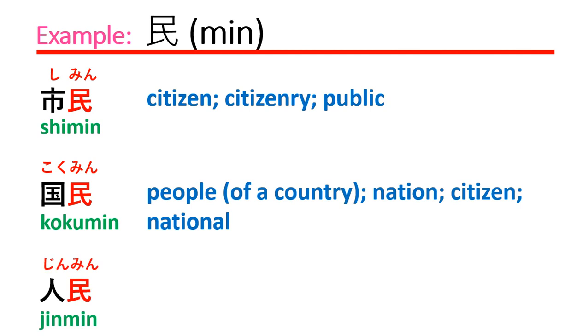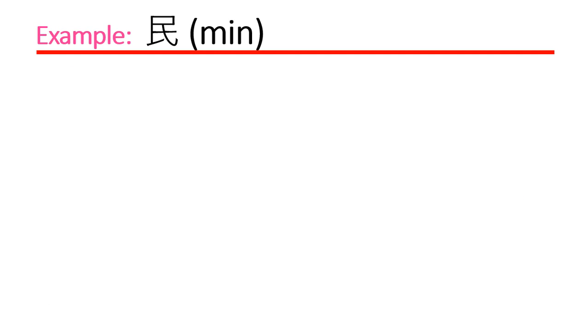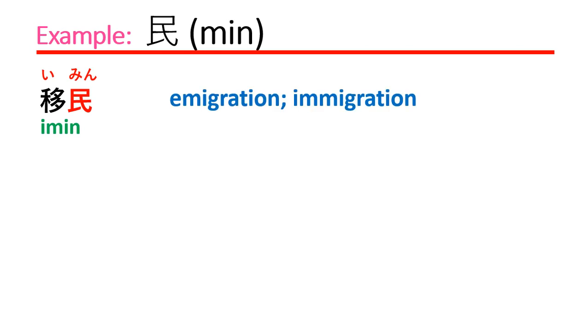The next, Jin, is people or public. Jin is the person, min is the people. So Jin has the meaning of the people, which means the citizen of some country or some city. Imin is immigration. I is move, right? So min is the people. So move people is immigration.